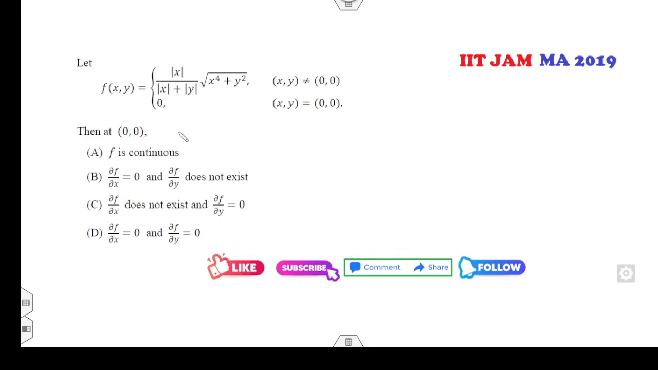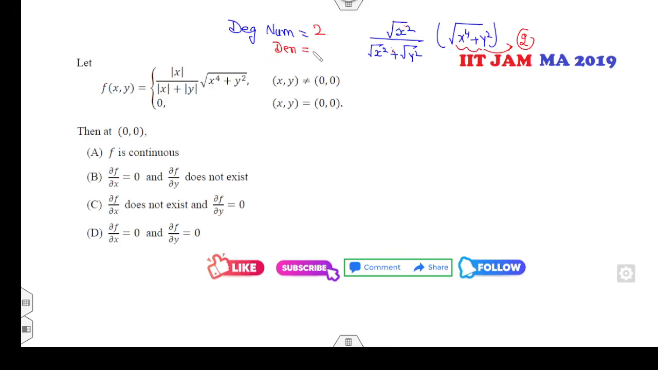Now you can see whether the function is continuous or not. What is the degree of the numerator? यहाँ से तो 2 डिग्री मिलेगी. Fine. I can write it in the form of root x square divided by root x square plus root y square into x4 plus y square. यहाँ से तो डिग्री 1 मिली. यहाँ से डिग्री कितनी मिलेगी? 2. So the degree of the numerator is 2, degree of the denominator is 1.